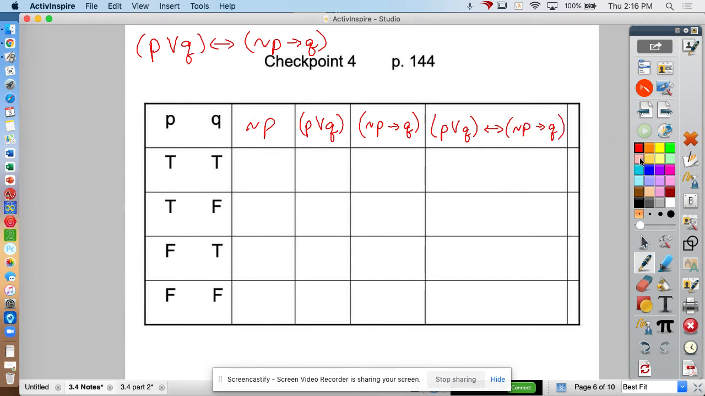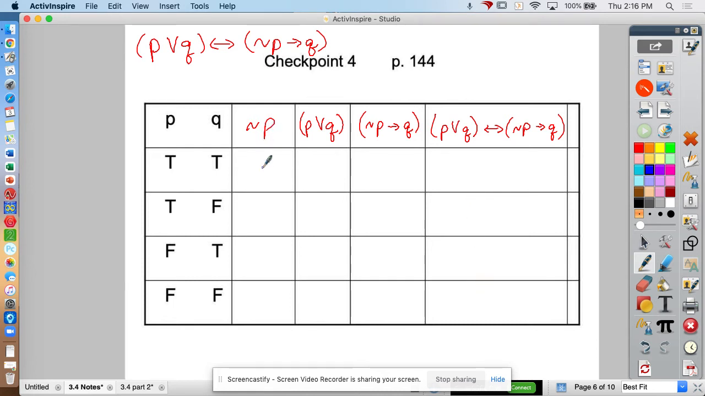All right, so then we're going to go through and do the opposite of P and then put P or Q together, and not P, then not Q. And then we'll put those together with if and only if. So if you want to pause the video for a minute and try these on your own, then you can come back and I'll give you the explanation of it.